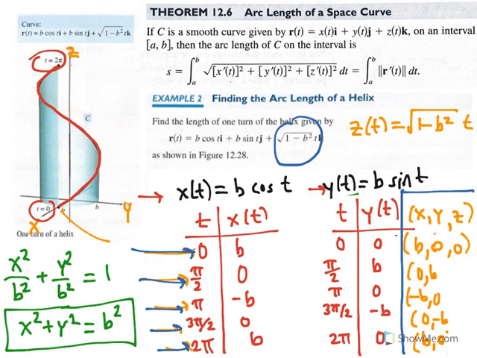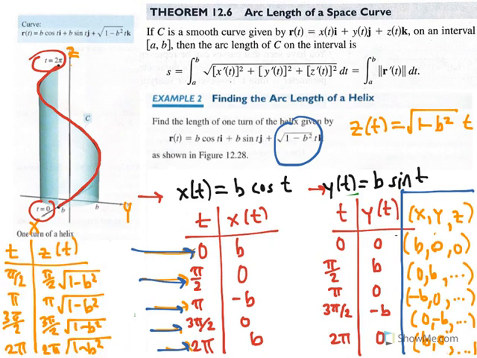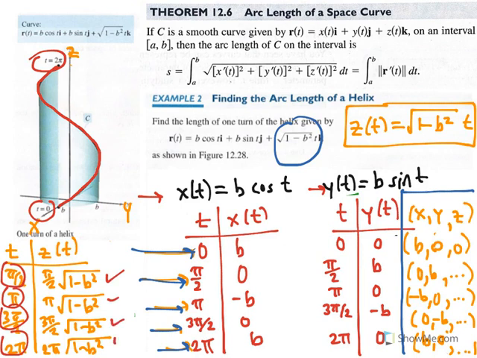And that would give you this point, which would be on the xy plane. And if you evaluate the component function for z at the other values of t that I've shown here, you will get these z coordinates, which you will fill in here. And of course, b is just a constant that gives you the radius of the circle in the xy plane.